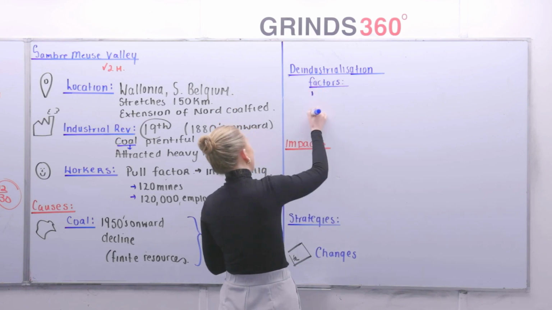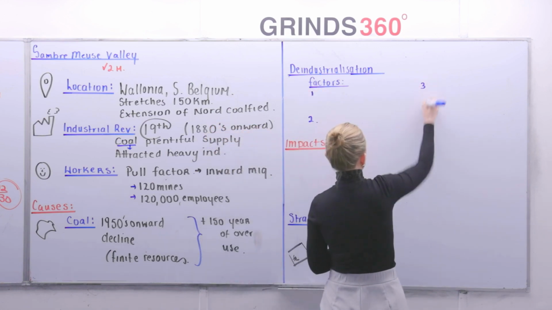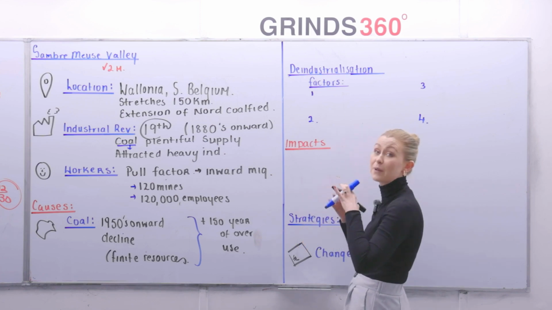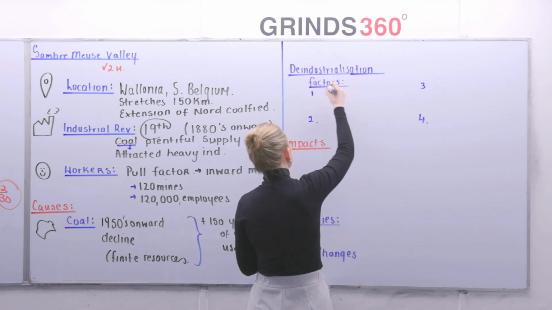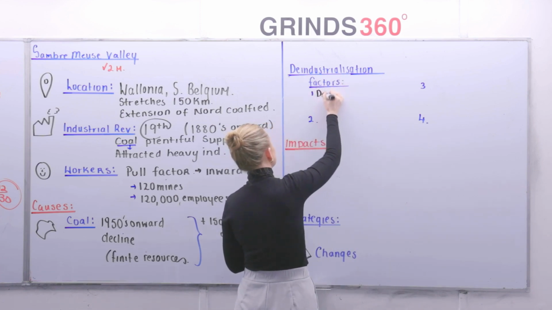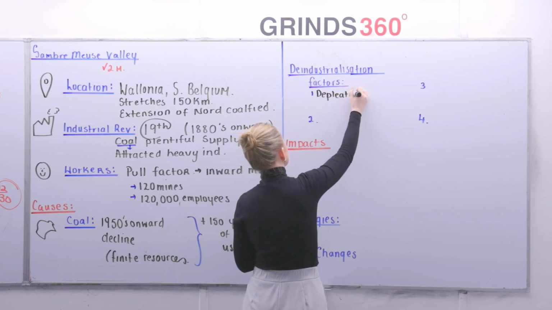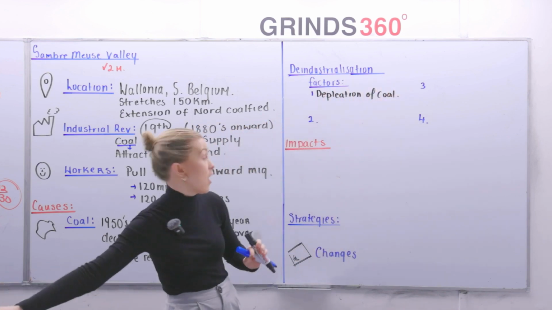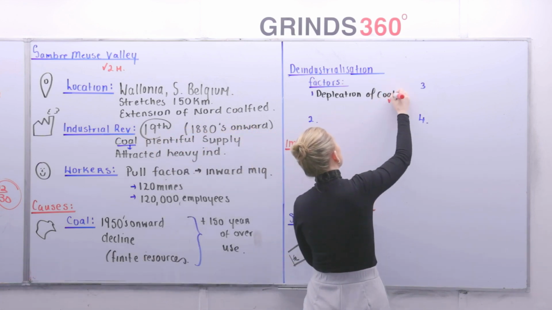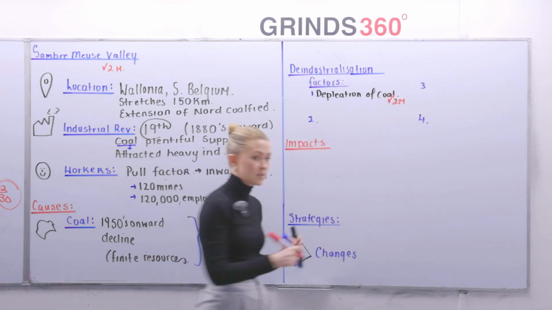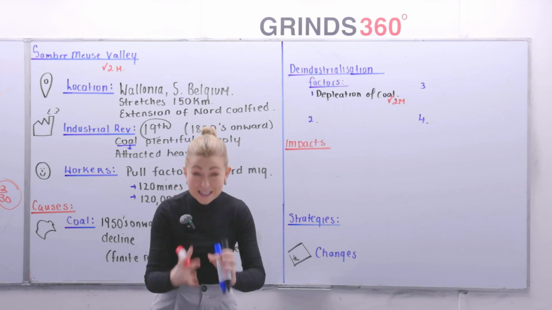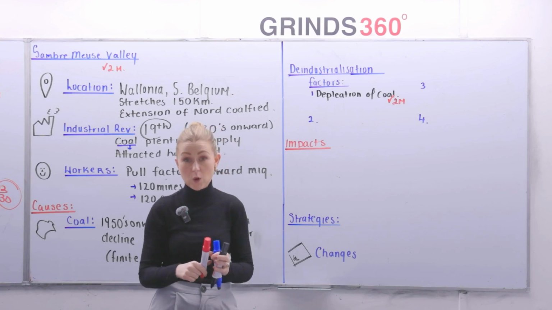Guys, I'm going to write down 1, 2, 3, 4. You can write it down in additional detail. I'm going to place this down very, very simply. The first one, depletion of coal. I've spelled depletion wrong, but anyways, I'm not going to go back and change it. We're going to get a tick and 2 marks. That is one reason: the coal resource was depleted. It was overused and it started to go.